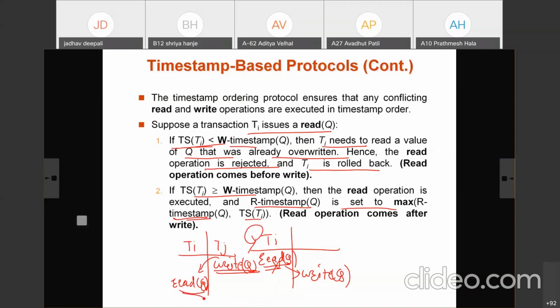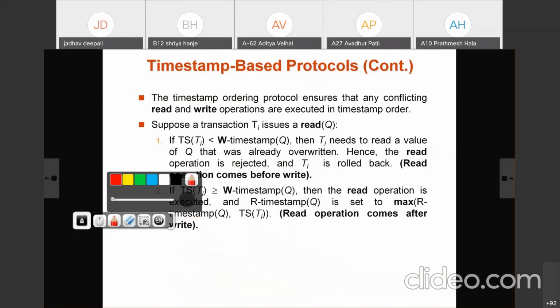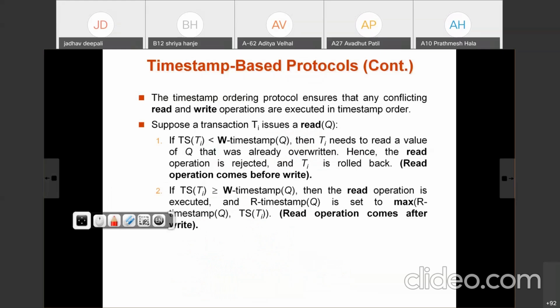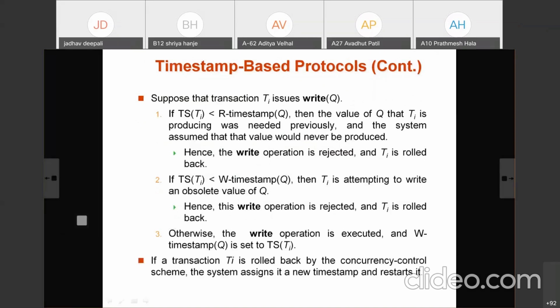Have you understood? I am explaining again. If TS(Ti) is less than W-timestamp(Q), the read operation comes before the write, and that's why this operation is rejected and the transaction is rolled back. And if TS(Ti) is greater than or equal to W-timestamp, the read operation comes after the write operation, then this read operation is executed successfully.